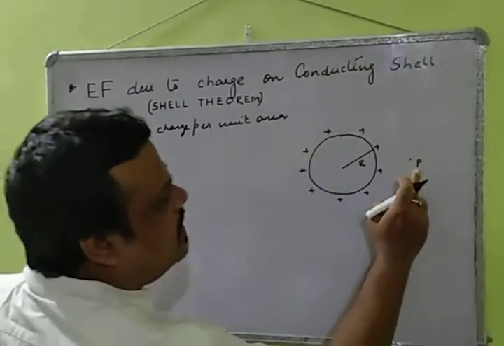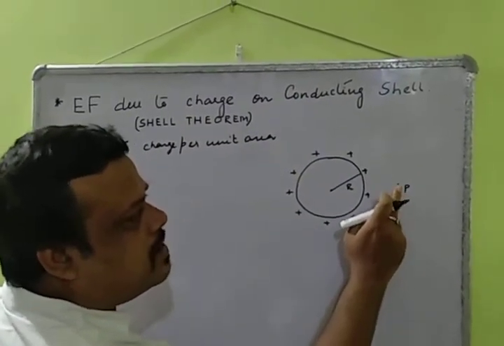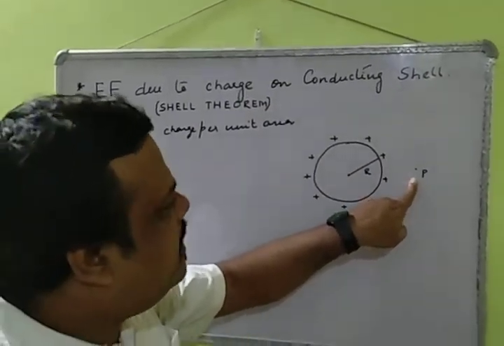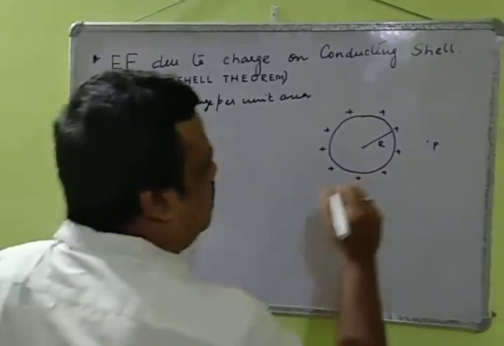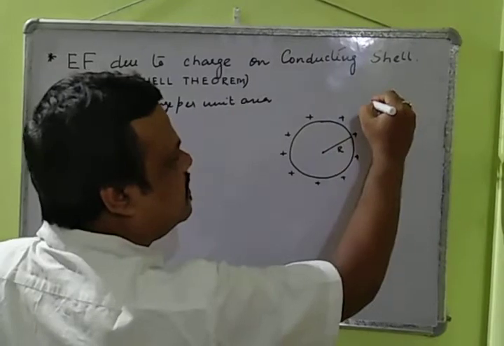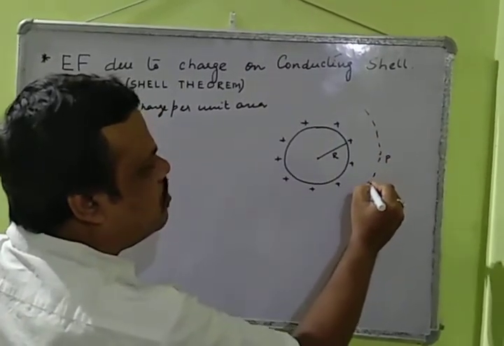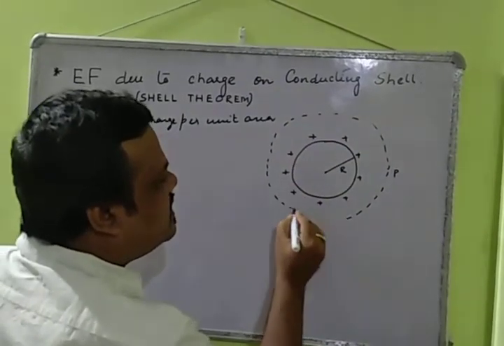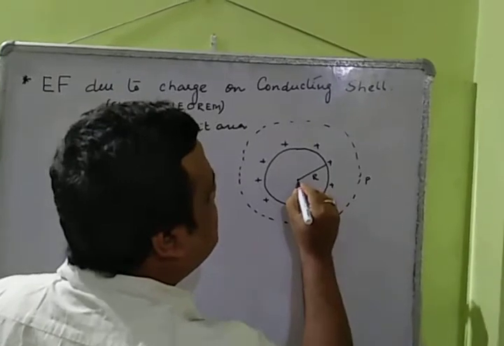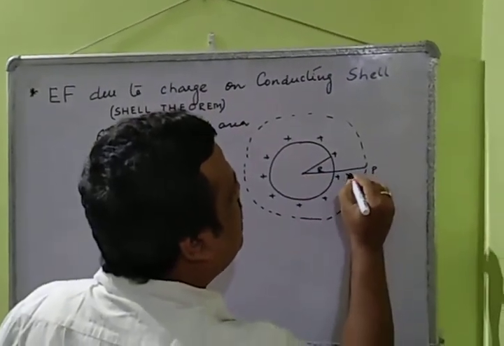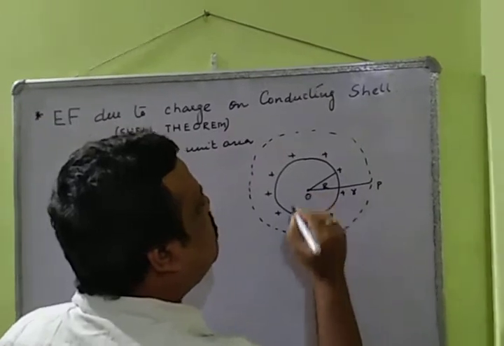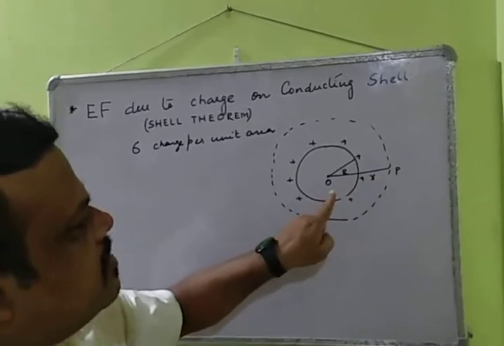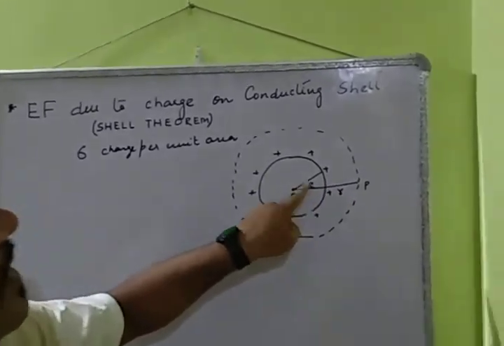Let P be a point. P is the external point, that is, P is external to the spherical shell, and we have to calculate the electric field at point P. So we are making a Gaussian surface so that P is on the surface of the Gaussian surface, and P is at a distance small r from the center of the shell. Suppose O is the center of the shell. This is small r, the distance between the center of the shell and P, and capital R is the radius of the shell.